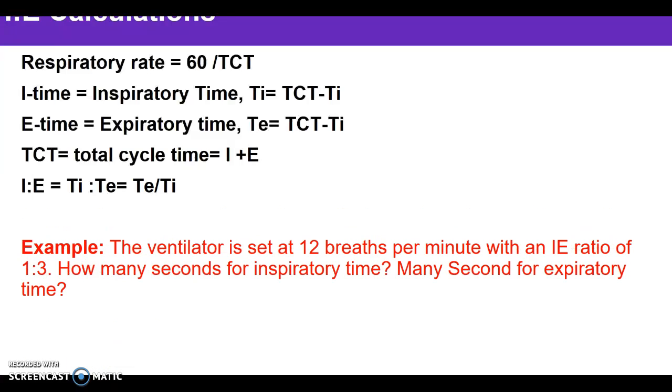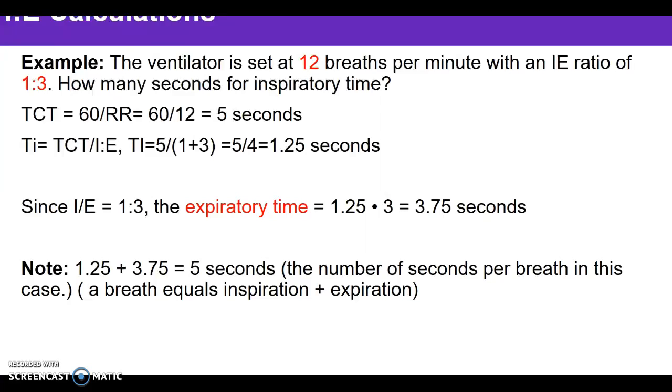Now we'll look at being given other variables, such as respiratory rate and IE ratio. And we're going to figure out how many seconds are for inspiratory time and how many for expiratory time. So if the vent is set at 12 breaths per minute with an IE ratio of 1 to 3, how many seconds do we have for inspiratory time?